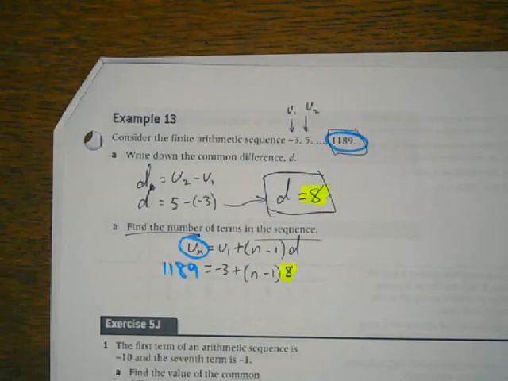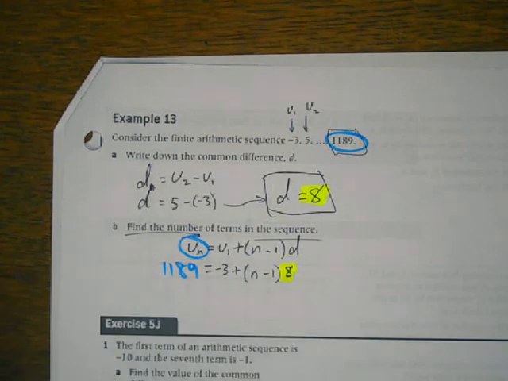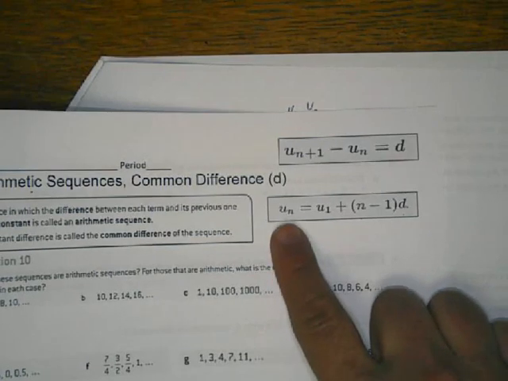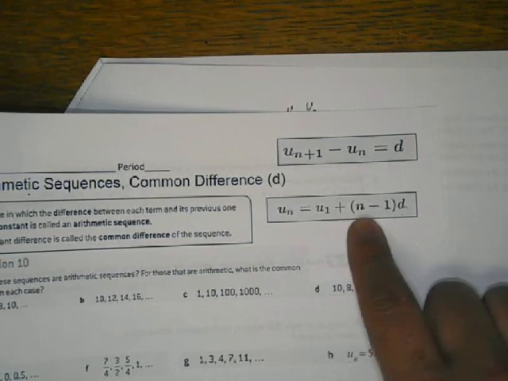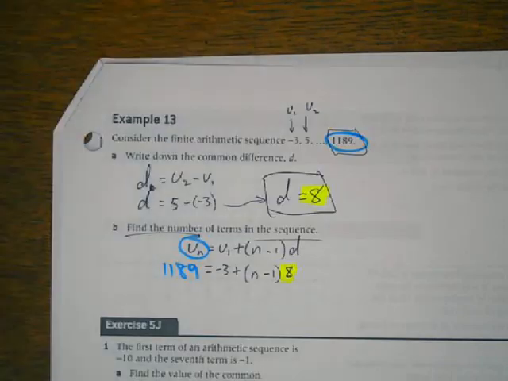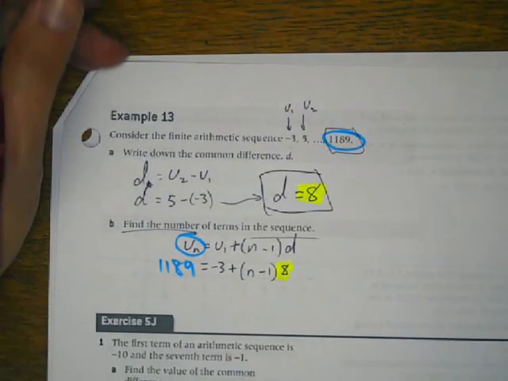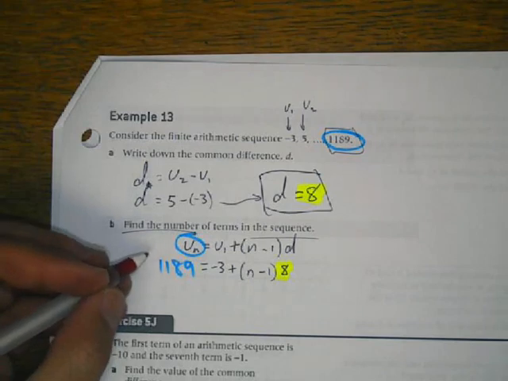Solve for n. So you're going to be in a situation where, as you can see, there's 4 different things we could solve for: the final term, the initial term, how many terms are there in the sequence, what's the common difference. There's 4 different things we could solve for, and often they'll give you 3 of them. Okay, so now what should I do?